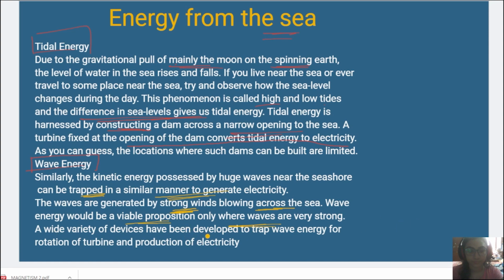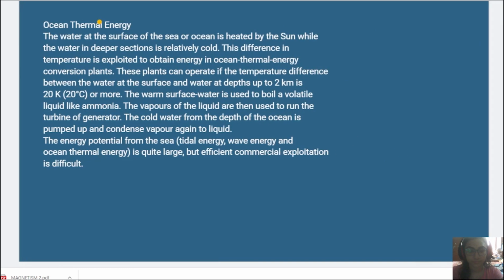So a variety of devices have been developed to trap this wave energy for the rotation of the turbine, and again production of electricity through the electric generator. Ocean thermal energy is something of the same thing. The water at the surface of the sea or ocean is heated by the sun, while the water in the deeper sections is relatively cold.